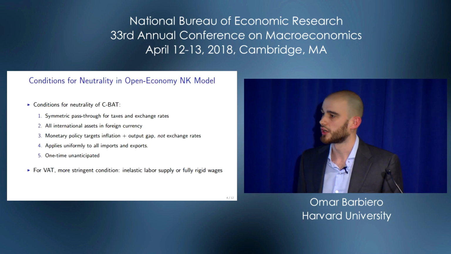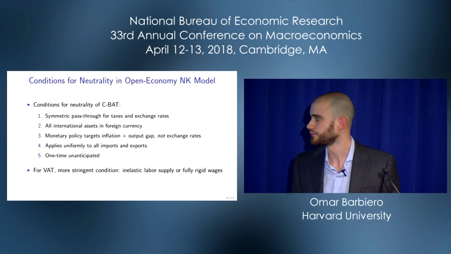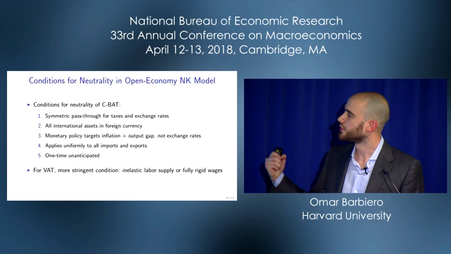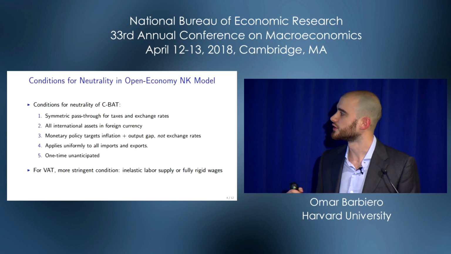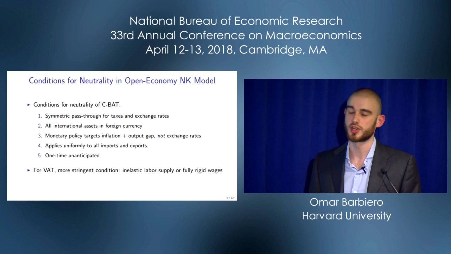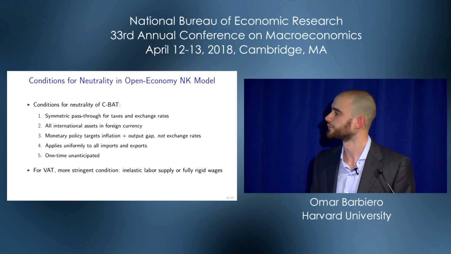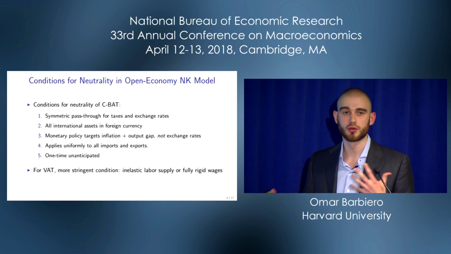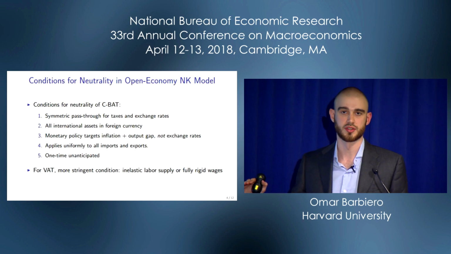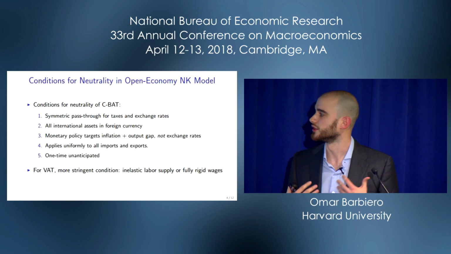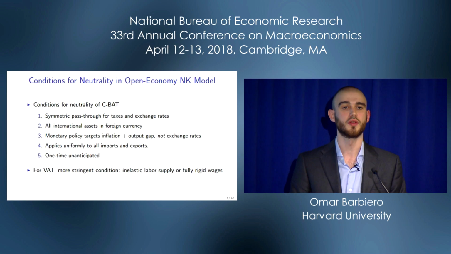And these five conditions are the following. They should hold all together in order for the neutrality result to hold. First of all, there should be symmetric pass-through for taxes and exchange rates into prices. The second is that the country introducing the corporate border adjustment should have its international asset position only in foreign currency. Then the monetary policy should follow a pretty much standard Taylor rule, and it's important that it doesn't target exchange rates. In the end, this border adjustment should apply uniformly to all imports and exports, and it should be one-time and unanticipated.